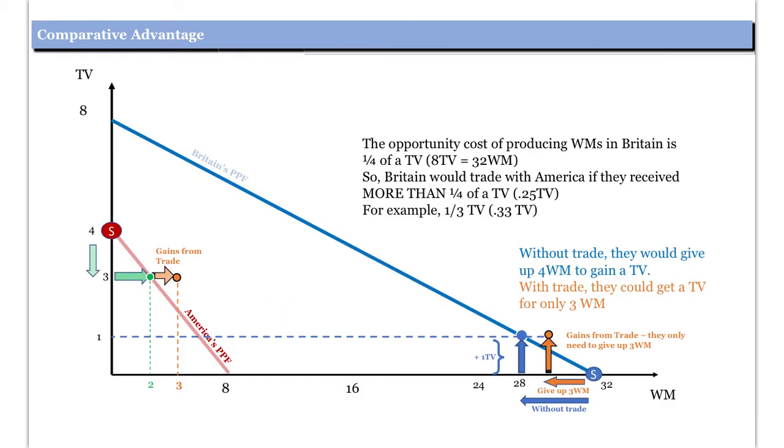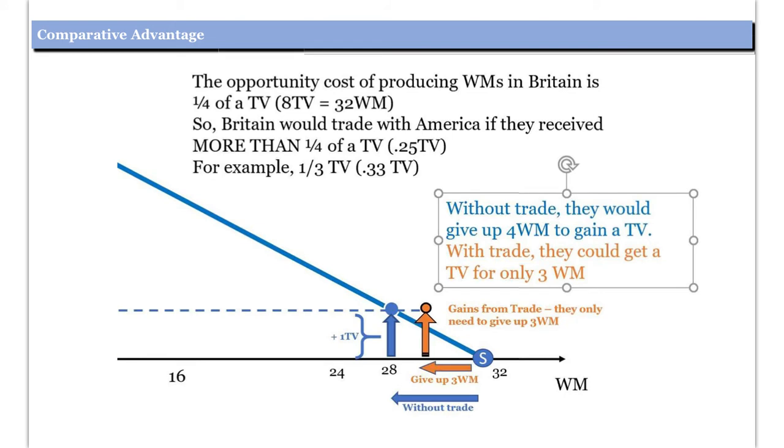Well, here's Britain, remember. The opportunity cost of washing machines was 1/4 of a television. So Britain would trade if they got more than 1/4, and that ratio of 1 to 3 is more than a quarter, it's 0.33. If you don't like it that way, you can just zoom in a bit and look at it from this diagrammatic approach.